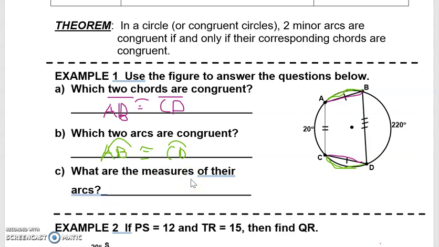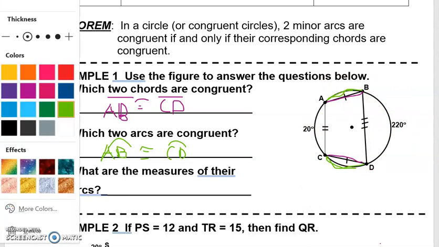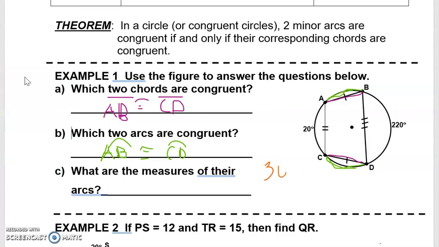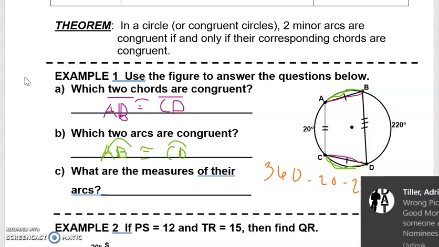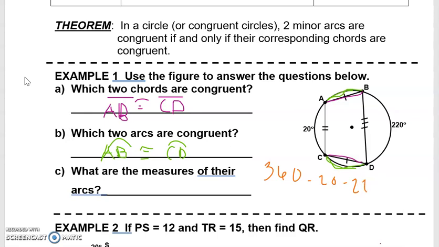What are the measures of their arcs? So the total measure of arcs in degrees added up is going to be 360 because that's just kind of the magic number of circles. We're going to subtract the values we already know, so 20 and 220. So this is going to be 120. Now it wants each of the arcs, and we have two of them. So that means we need to divide this by 2, and the measure of the arcs is going to be 60 degrees each.